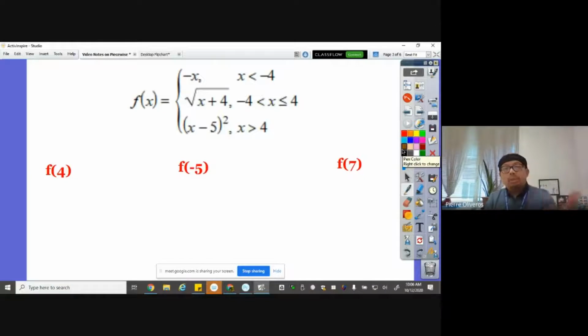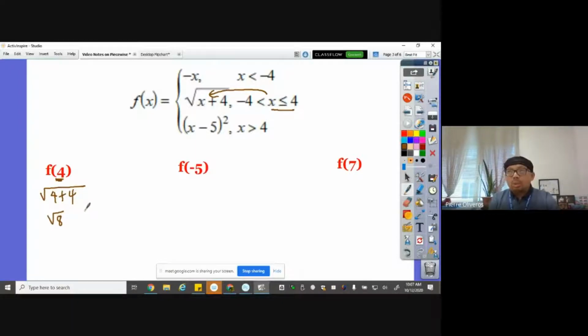All right, there you go. I hope you were able to pause and try this on your own. Again, the answer here: f of 4. The 4 will be right here, is x is less than or equal to 4. So I'm going to plug in the 4 right there. So this will be square root of 4 plus 4. The answer is square root of 8.